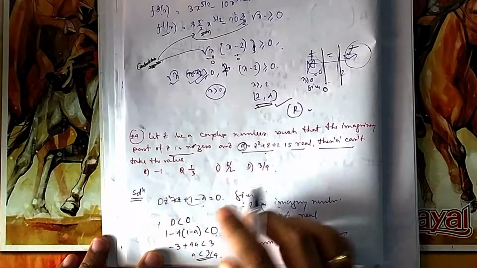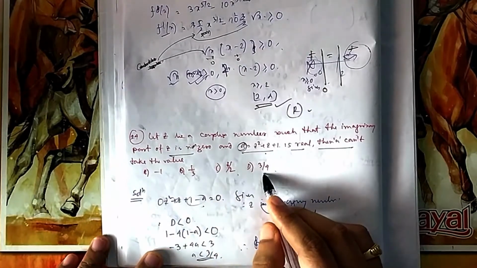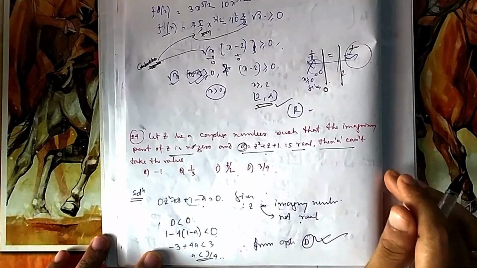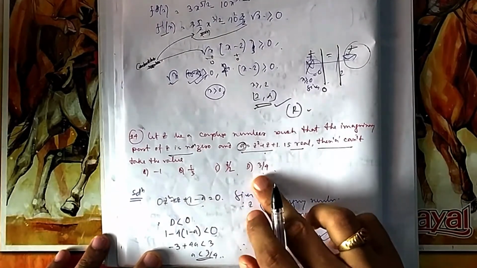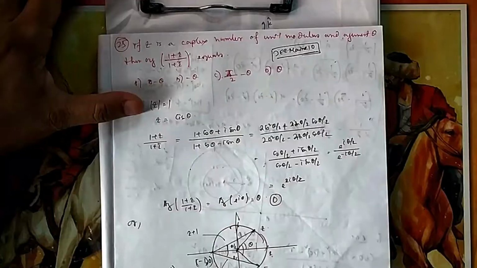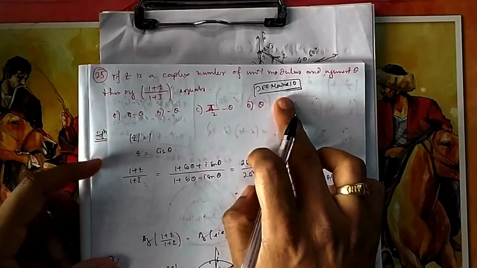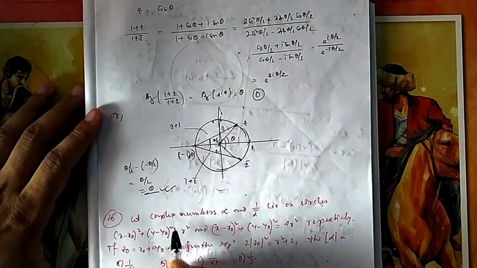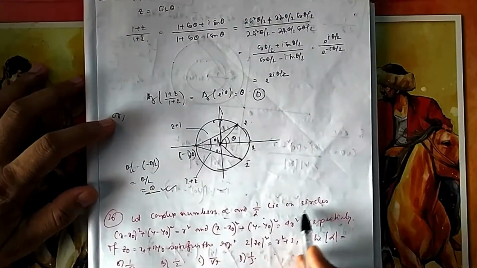So out of these options, all options are less than 3 by 4. Only one option, this d, is equal to 3 by 4. It cannot be equal to 3 by 4. So that's why this cannot be the answer. Cannot be. That's why this is the answer. This I have already covered in JEE Main question number 10. You check that one.